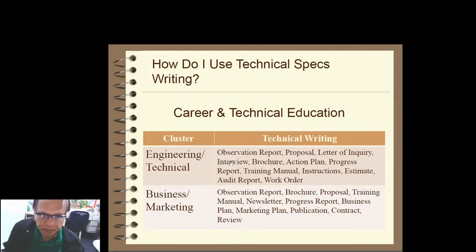Tingnan natin, ha? Engineering and technical: observation report, proposals, letter of inquiry, interview, brochure, action plan, progress report. At itong progress report, laging ginagawa to sa construction. Training manual. Instructions, estimates, audit report. Itong audit, madalas gamitin natin sa engineering. Work order. Okay? Tapos sa business naman, marketing: observation report, brochure, proposal, training manual. Halos pareho. Newsletter, progress report, business plan, marketing plan, publication, contract review, of course, yung proposal na sinasabi ko kanina, quotation, di ba? Yan.